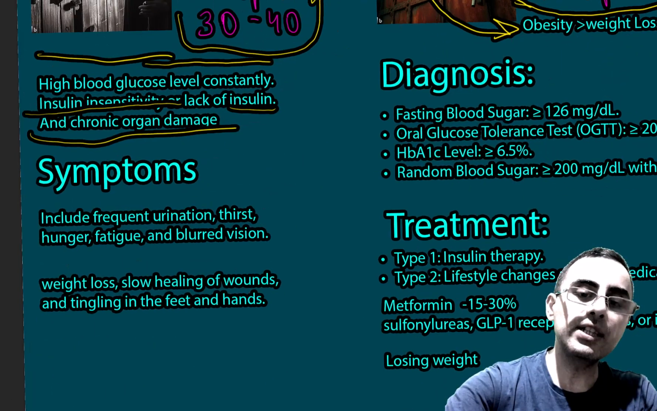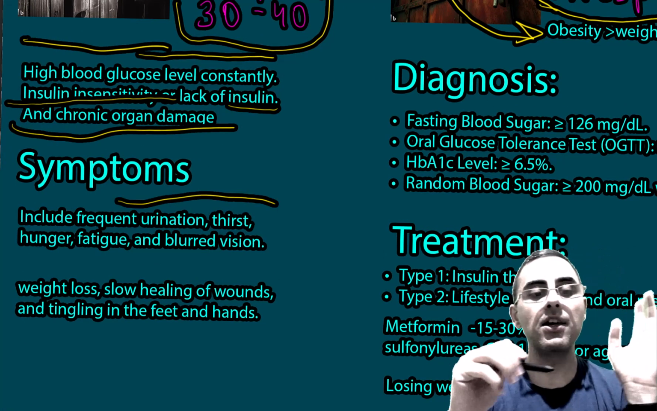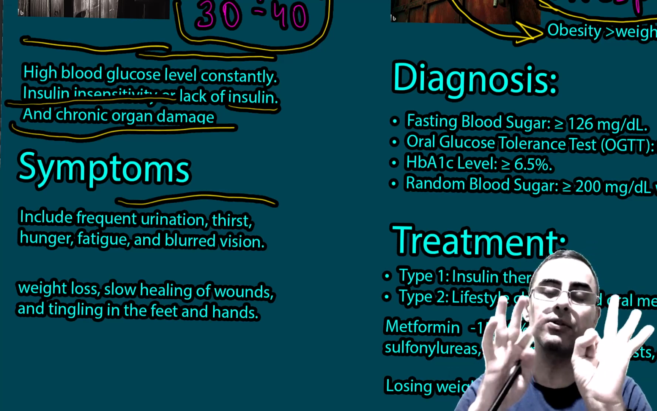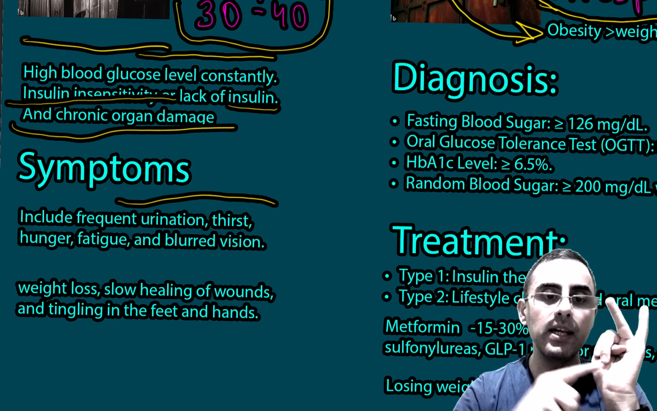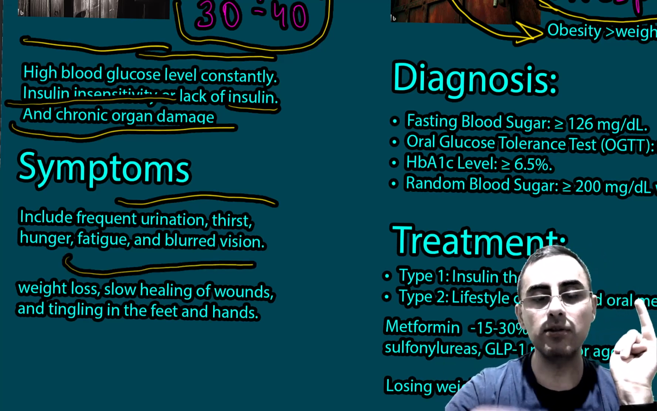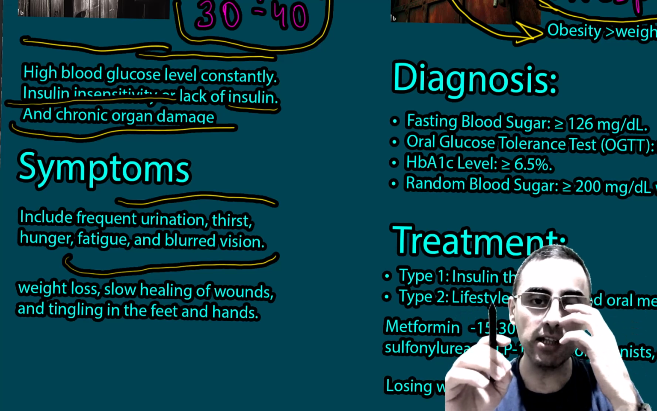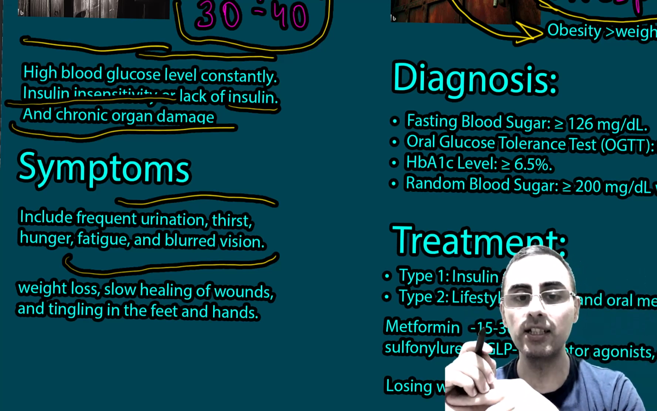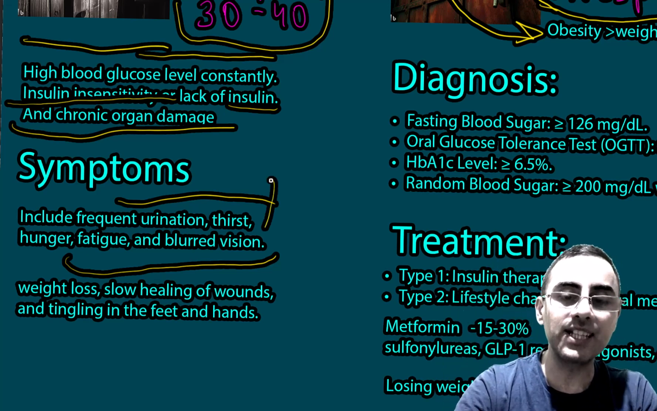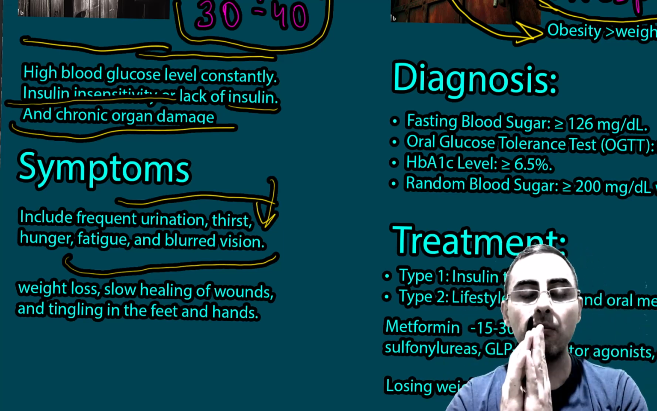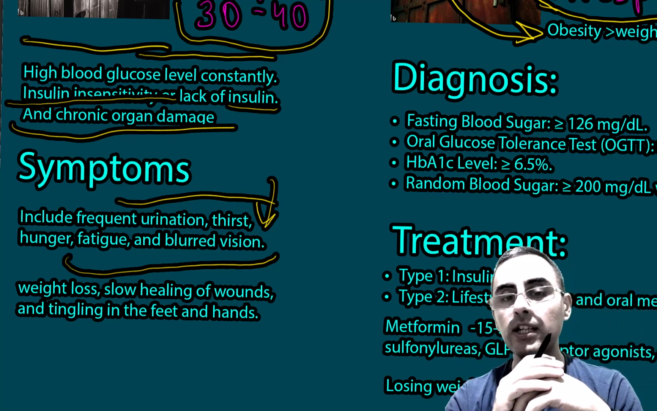Now let's talk about symptoms. What are the classical symptoms of diabetes? It's frequent urination, thirst, hunger. These 3 are dominant: frequent urination, hunger, and thirst. Fatigue and blurred vision also occur. And if we ask, are these symptoms the same in case of type 1 and type 2 diabetes? Yes, they are the same. But in case of type 1 diabetes, these symptoms occur abruptly and develop fast. In case of type 2 diabetes, the symptoms develop slowly and progressively.